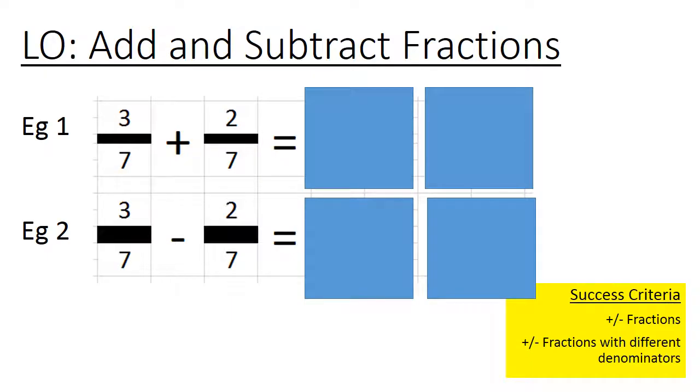Okay, and here's the objective for today's lesson. It is to add and subtract fractions. And you can see from the success criteria, you hopefully by the end of the lesson you'll either be able to add and subtract fractions, or some of you will be able to add and subtract fractions with different denominators. So if you can take 1 minute now, please pause the video, copy down the learning objective, copy down the 2 examples, and see if in the meantime you can come up with some answers there.